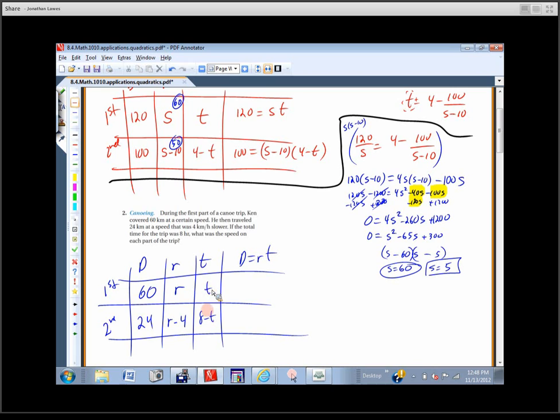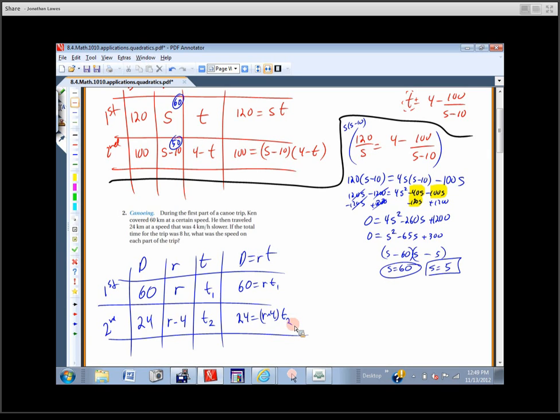You ready? Okay, I'm going to say t1 was the time on the first part of the trip. And I'm going to say t2 was the time on the second part of the trip. Let me write this equation. 60 equals R times T1. Oops. 24 equals R minus 4 times T2. Now take a good look there.